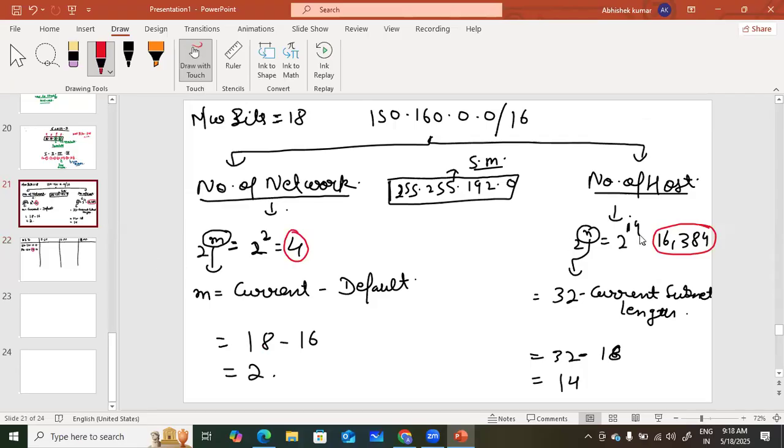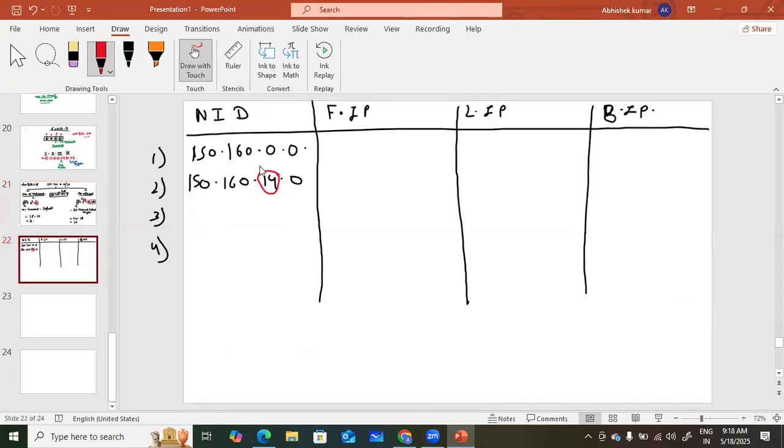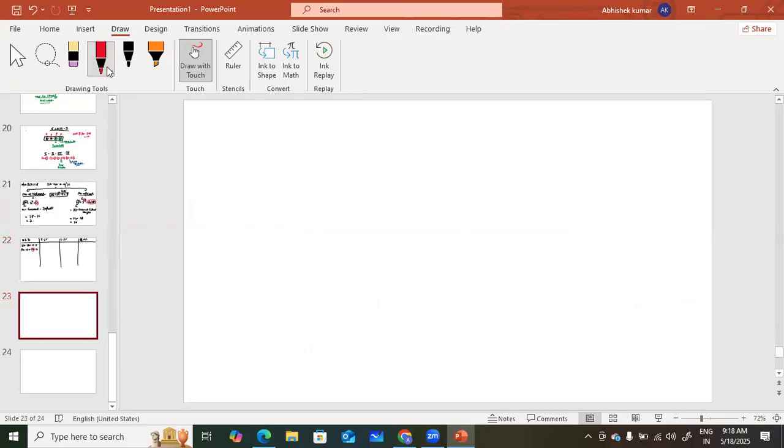Okay, you're saying it on the basis of this? Just see the number of hosts. The number of hosts is 16,384, which is not permissible in any of the octets. So we have to understand one more concept.